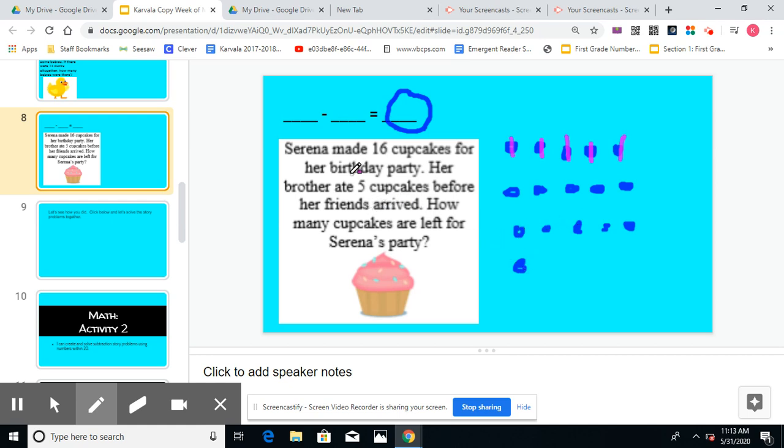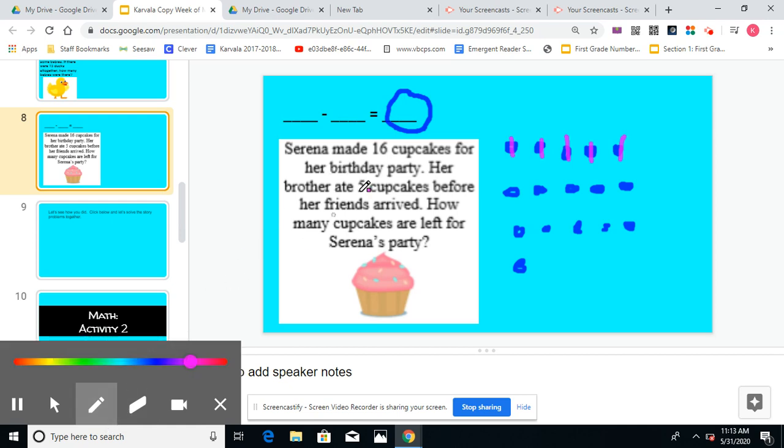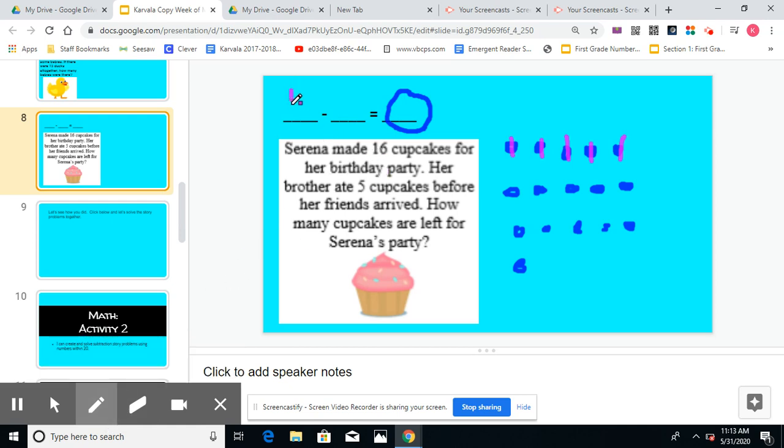All right, so let's see where we're going to put all of our numbers. Okay, so we started off with 16, our higher number. Okay, and let's see what number is going to go next. Her brother ate 5. So wouldn't that be the same thing as minus or subtracting? So he ate 5. So 16 minus 5 is, and how many do we say are left over? 1, 2, 3, 4, 5, 6, 7, 8, 9, 10, 11 cupcakes.